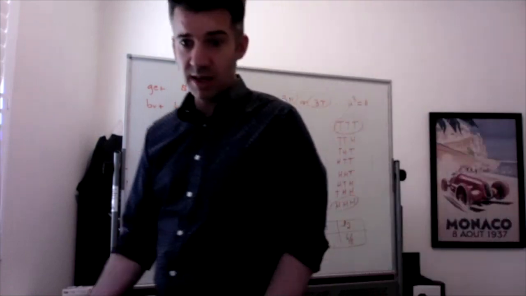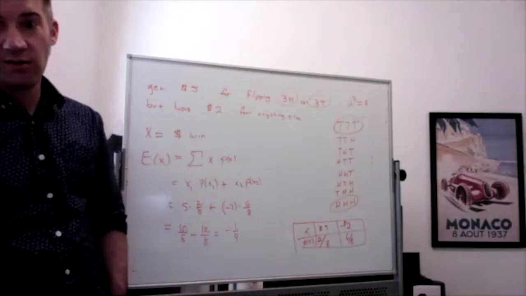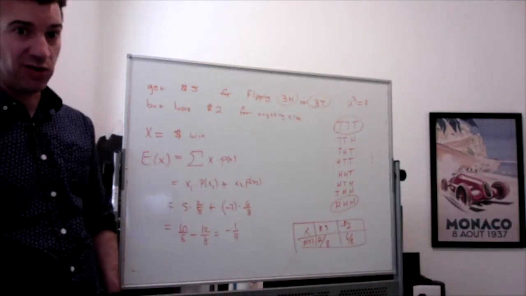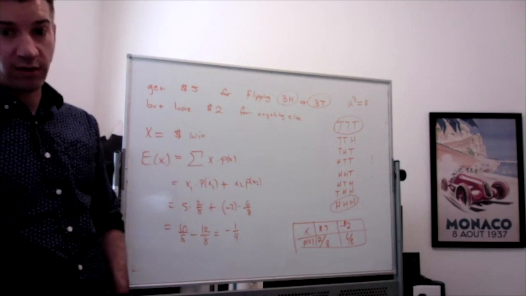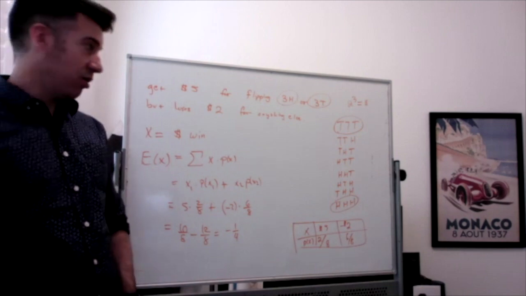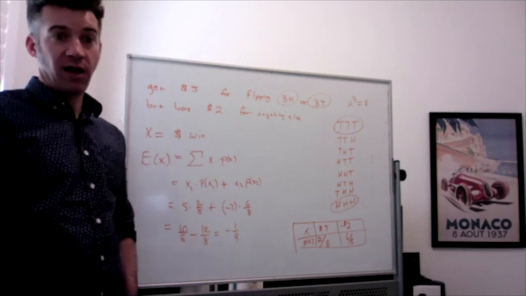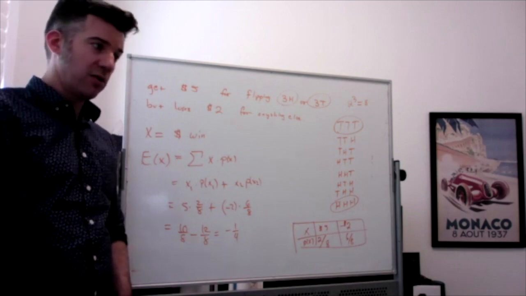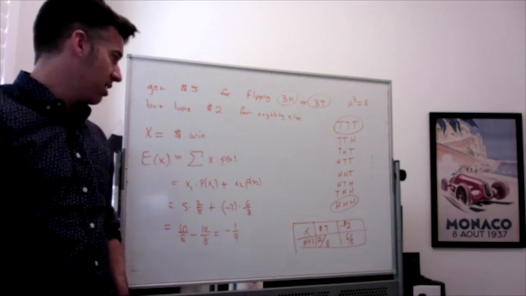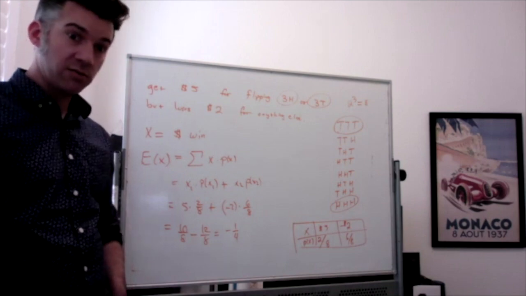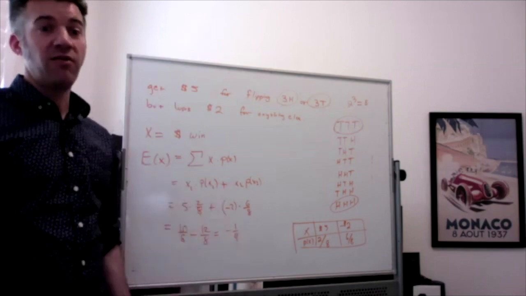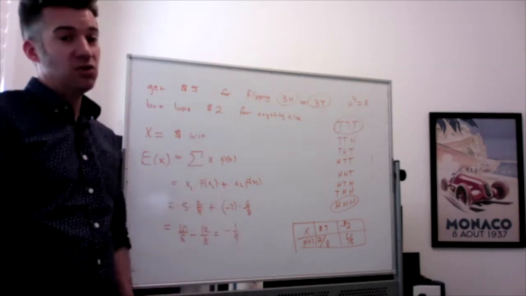So what does that mean? Well, it means on average, we expect to lose 25 cents per game, or $0.25 per game. So if we played 100 games, we would expect to, on average, or in total, have lost about $25. Interesting. So we shouldn't play this game. Right? If your expected value is negative, you shouldn't play the game.